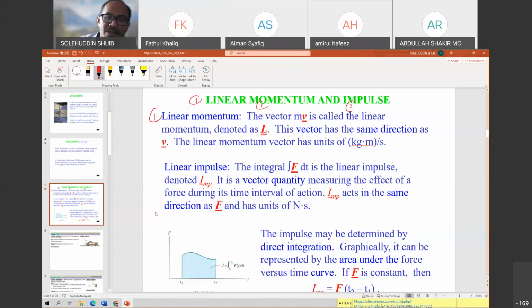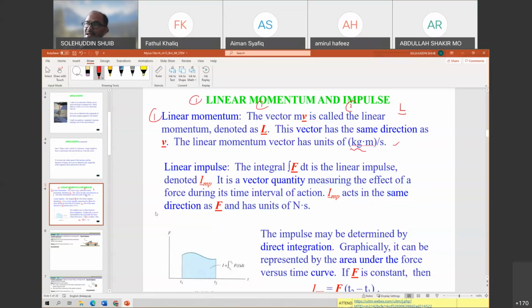For linear momentum, we denote it as L. If you see L with an underscore, this is a vector. So we have the vector mv. mv is called linear momentum, and this vector has the same direction as v. The unit of linear momentum is mass in kilograms times velocity, which we put together here as kilogram meter per second.